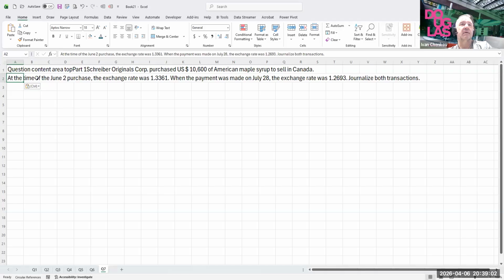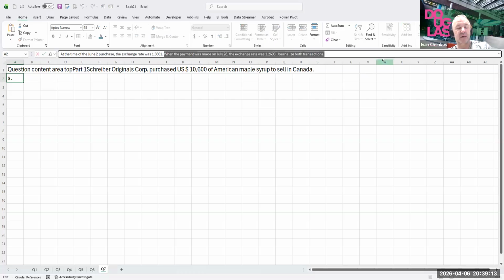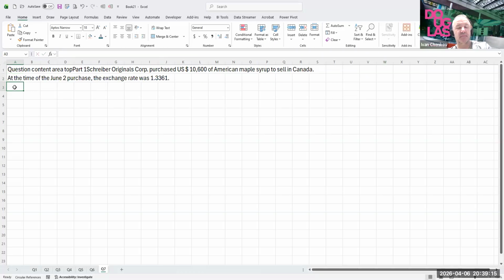At the time, on June 2nd, the exchange rate on the purchase was 133.61. When the payment was made, let's see what happened. The payment was made July 28th, and the exchange rate was 126.93. Journalize both transactions. Okay, let's do our journal entry.